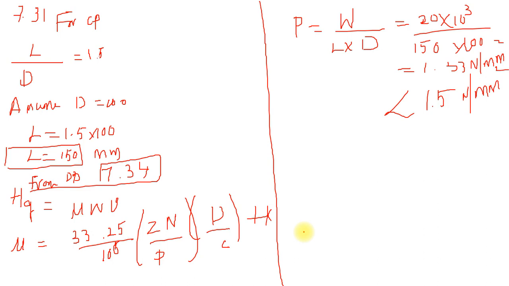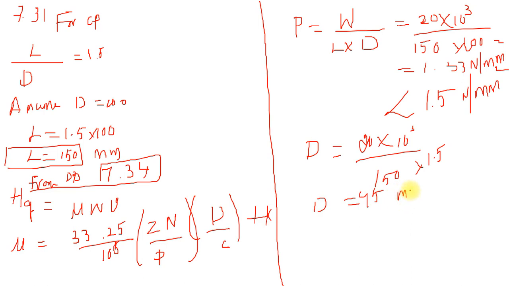Okay, so let us try to find out D in the opposite manner. I know the value of pressure. So D is equal to 20 into 10 to the power 3 divided by 150 into 1.5. If I try to identify, the D value would be around 95 mm. I repeat again, the D value would be around 95 mm.